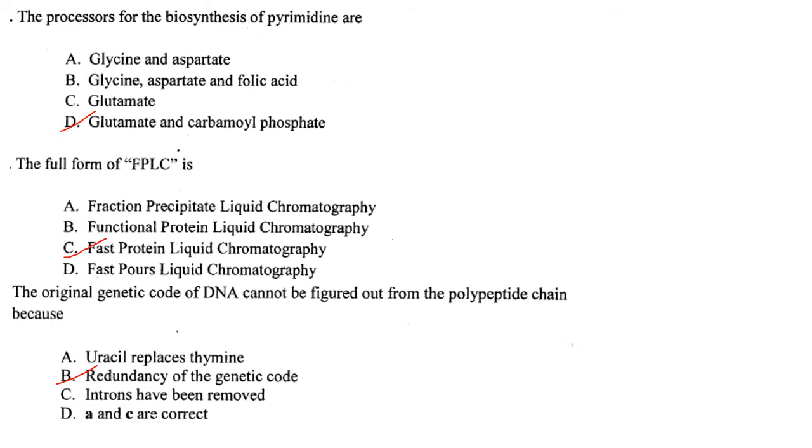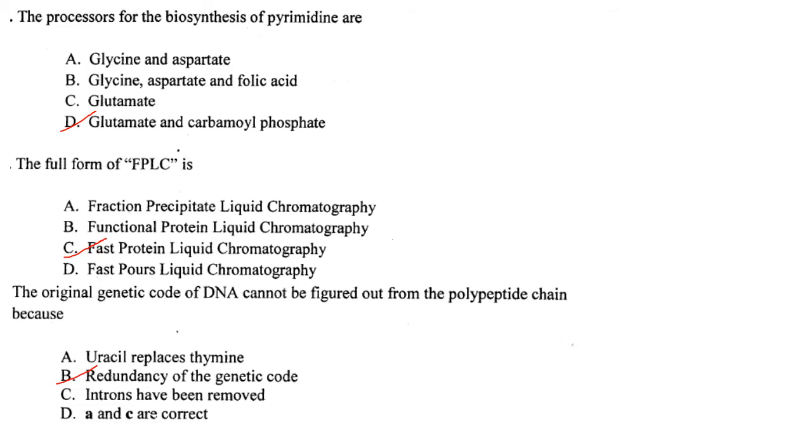Answer is option C. The original genetic code of DNA cannot be figured out from the polypeptide chain because, so the original genetic code of DNA cannot be figured out from the polypeptide chain. So the DNA is getting converted into protein and they are telling that from the polypeptide chain you cannot come to know about the original genetic code of DNA, or the sequence of the bases in the exon region of the DNA cannot be figured out from the polypeptide chain. Why? Because of redundancy of the genetic code.